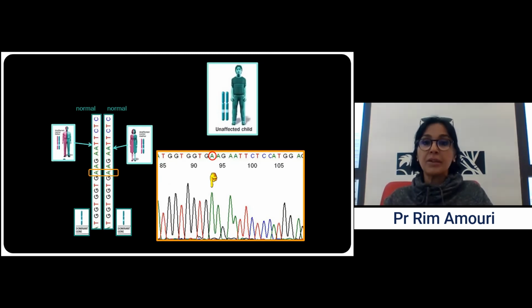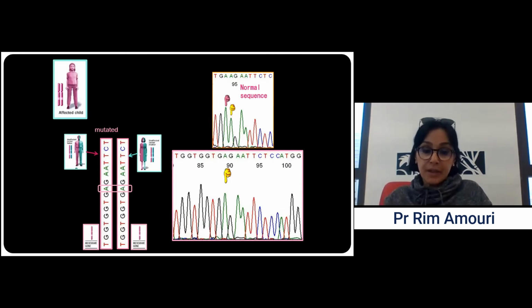And this is because the child got one normal copy of the gene from his father and one other normal copy from his mother. And here is the sequence of an affected child where, instead of the normal two consecutive A's, we have an abnormal sequence with a deleted A. Hence, the child inherited two mutated copies, one from each carrier parent.